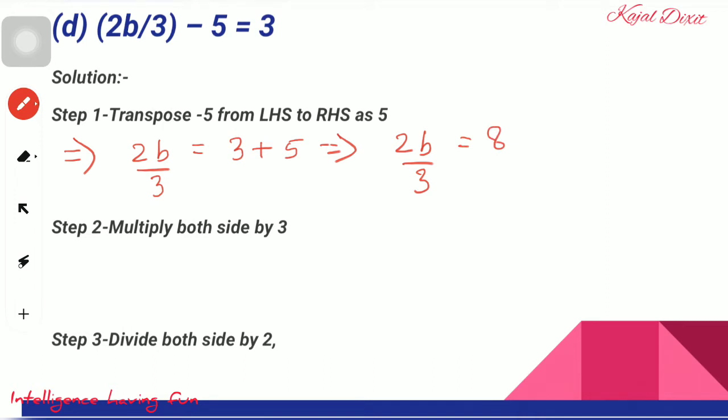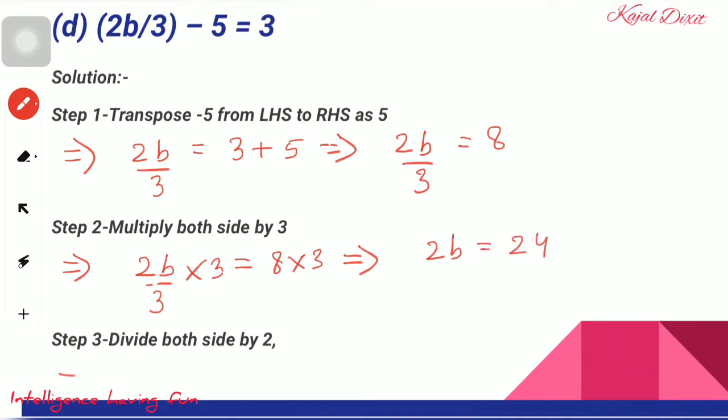Now in the second step we have to multiply both sides of the equation by 3. So how will we multiply? 2b upon 3 into 3 is equal to 8 into 3. So in the second step the equation becomes 2b is equal to 24. In the last and final step, we have to divide both sides of the equation by 2. So 2b divided by 2 will be equal to 24 divided by 2. From here we will get the value of b as 12, which is the solution of this particular equation.